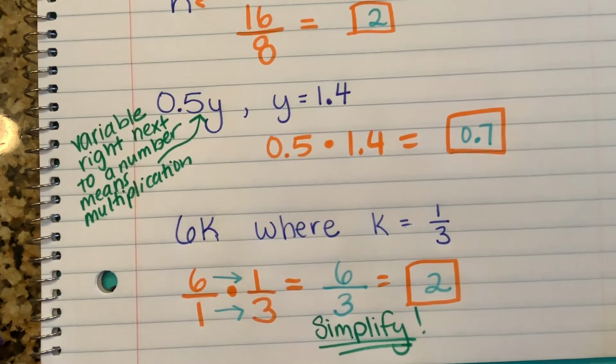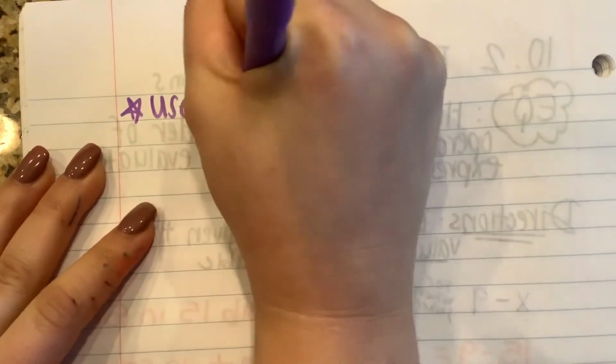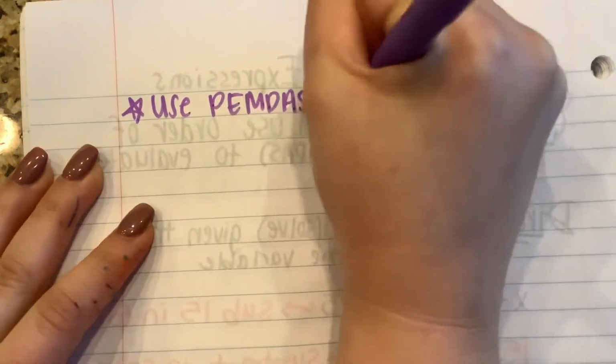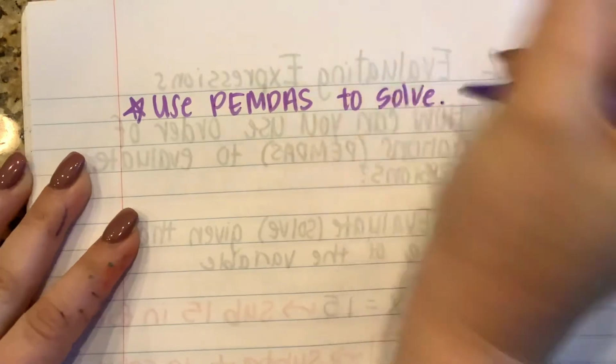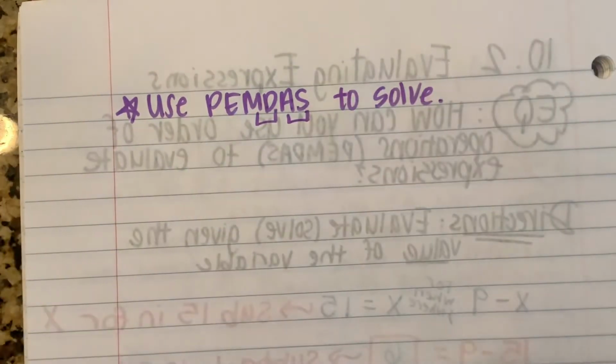Okay, let's look at using PEMDAS to solve now. In module 9.3, we discussed PEMDAS and our order of operations. So here we are using our parentheses, exponents, multiplication and division left to right, and addition and subtraction left to right to solve. We're remembering multiplication and division is left to right, and addition and subtraction is left to right.